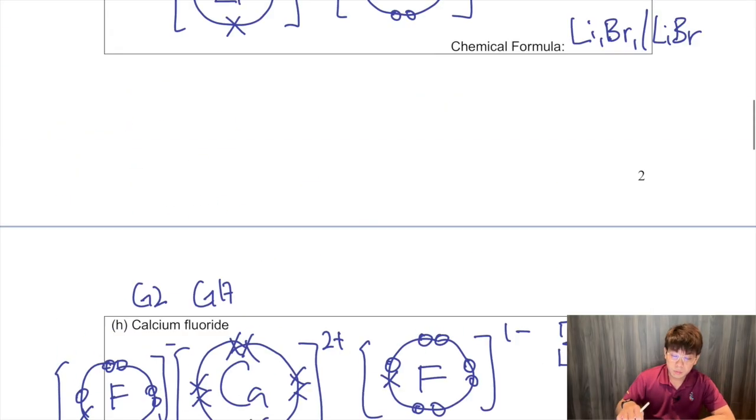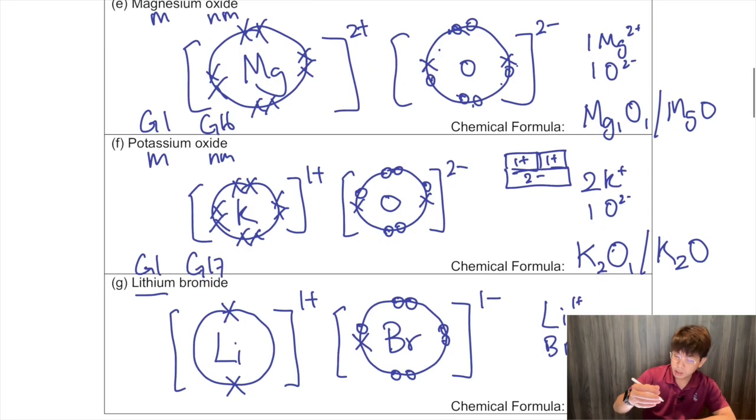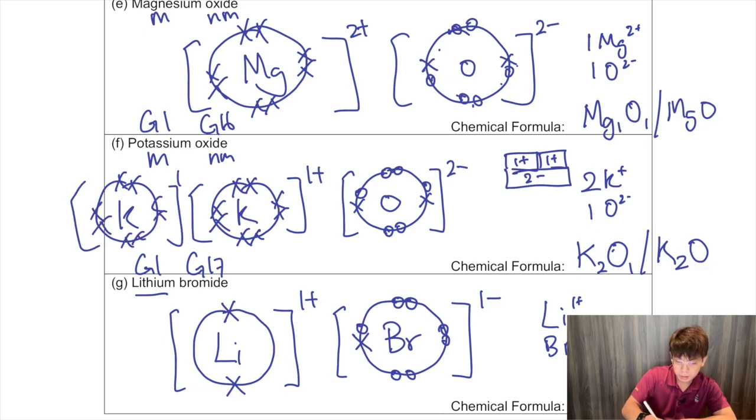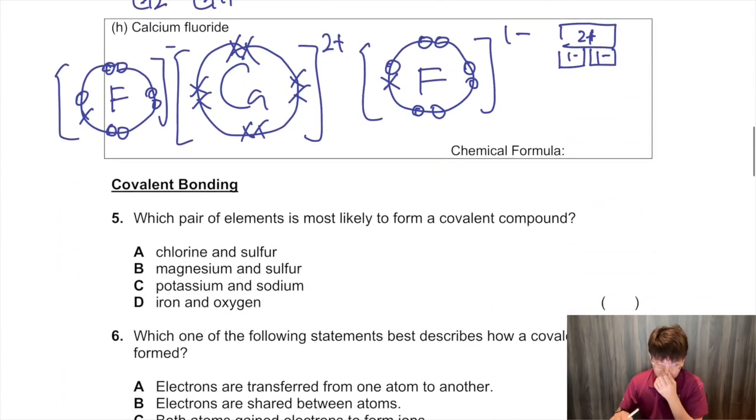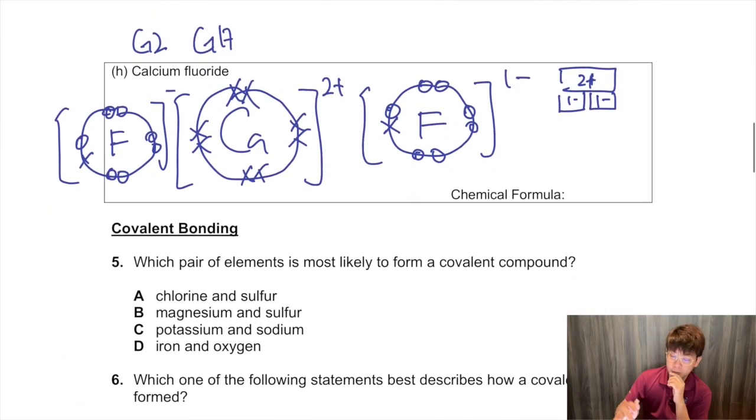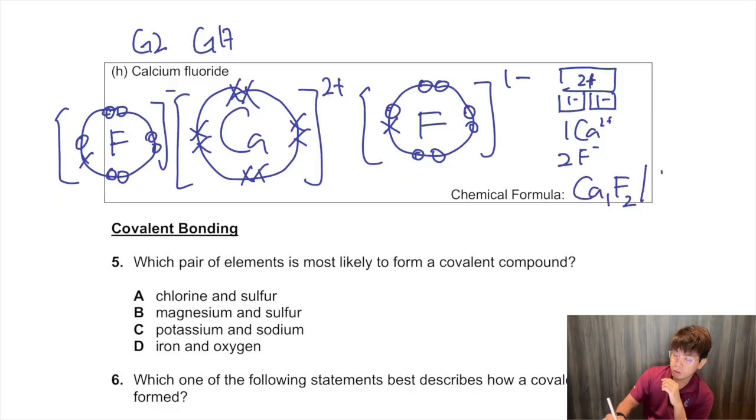This is the only place I have space. I need to draw another F minus here, right? Yes, I need to draw another F minus. 1, 2, 3, 4, 5, 6, 7, 8. Another F minus here. Oops. Okay. Now, over here, I have 1 Ca2 plus and I have 2 F minuses. So therefore, this is Ca1 F2 or CaF2.